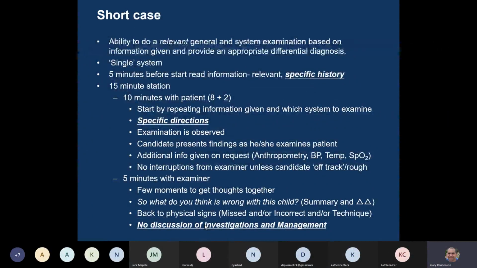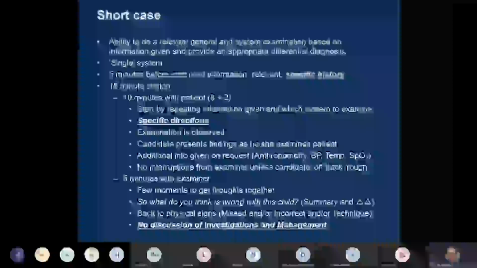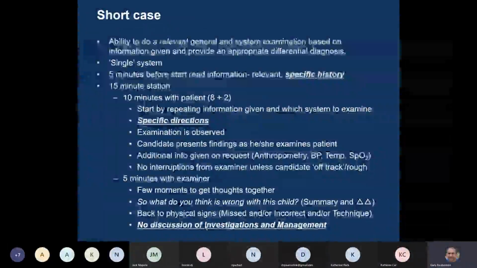If things go right towards the end, the last 30 seconds or last minute, the examiner will say, okay, fine, I've understood how you got to that differential diagnosis. How would you use investigations to narrow it down any further? And you might say, okay, I'm going to do this test and this result will mean that. But you're not going to be given results to interpret. You're not going to be given test x-rays. You're not going to have any discussion on management in the short cases.